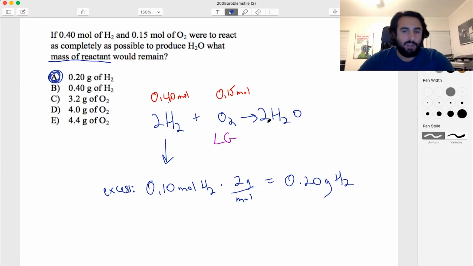So number 1, we had to write the equation and balance it. And then 2, we had to figure out which one was the limiting reagent. We have to compare, right? That's why we needed balance, because we need the stoichiometry. For every oxygen molecule, we need 2 hydrogen molecules. So 0.15 moles, that was the limiting reagent. Then we just found the leftover, the excess reactant, converted to grams, and we're done. So that was a nice one regarding limiting reagents.